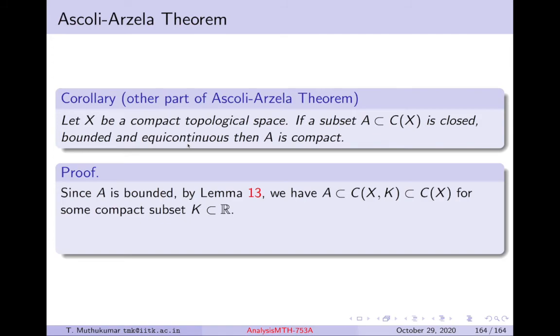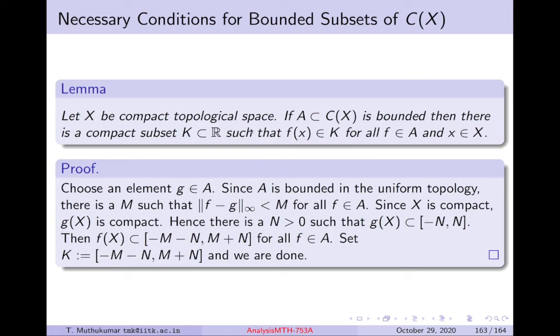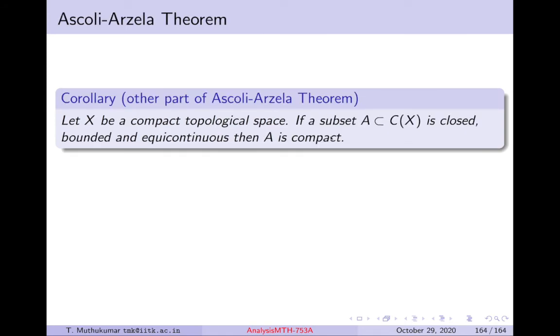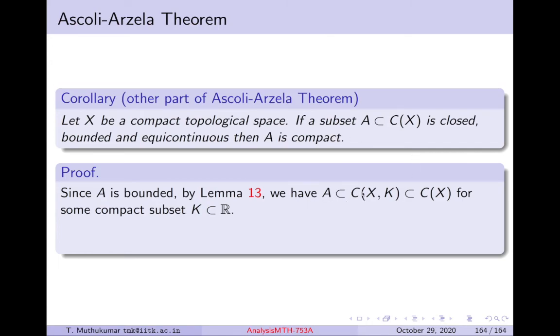So what is the proof? We have already developed the entire machinery for the proof. So A is assumed to be bounded. So by the previous lemma that we have shown, A is contained in C(X, K), where K is some compact set, because A is bounded. The range is contained in a compact subset for all elements of A, and that's what we are using here. That A is contained in C(X, K), that is, the range is contained in K, which is a compact subset, from the previous lemma.